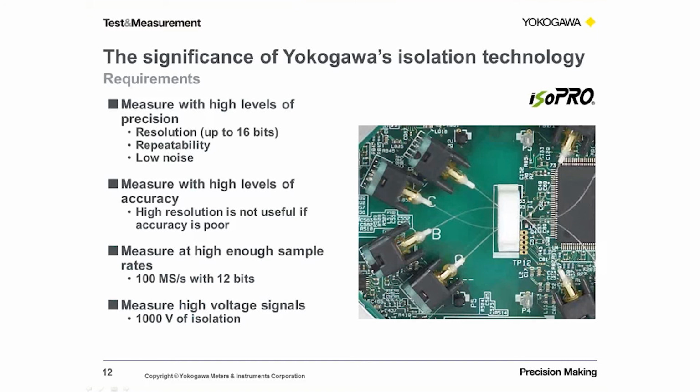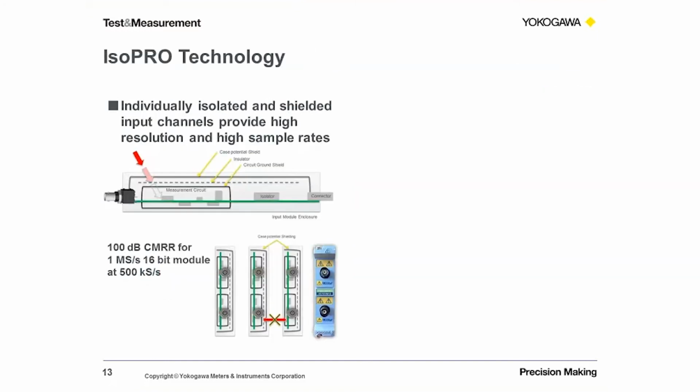So how we implement that is by doing multiple levels of shielding and isolation. What you can see here, for example, is the individual shield around individual circuits. We then have insulation and a shield around the module itself. So we have multiple layers of isolation. As you can see in this one, not only do we have isolation within the module, but we have high levels of isolation between modules. And that essentially enables us to also achieve high levels of common mode rejection ratio.